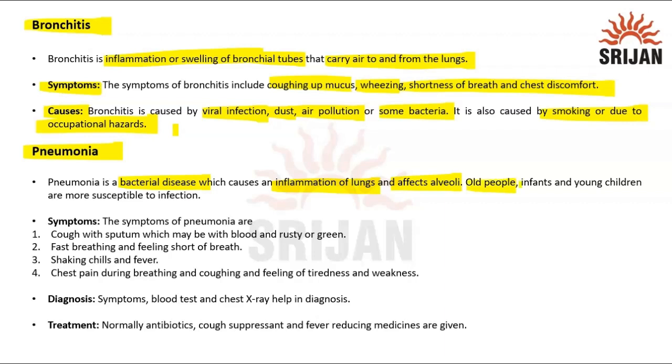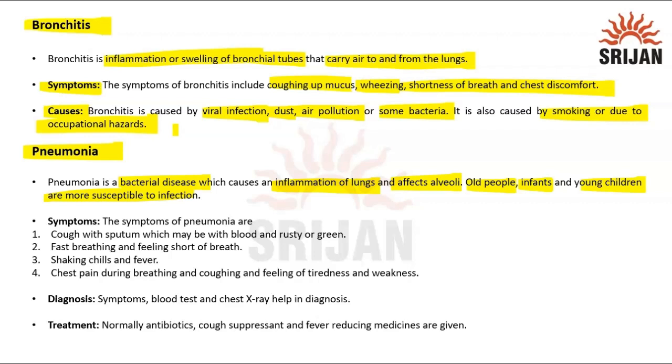So old people, infants and young children are more susceptible to infection. The reason they are susceptible is that their immunity is not strong enough, and that is why this bacteria is able to penetrate and damage the lungs.